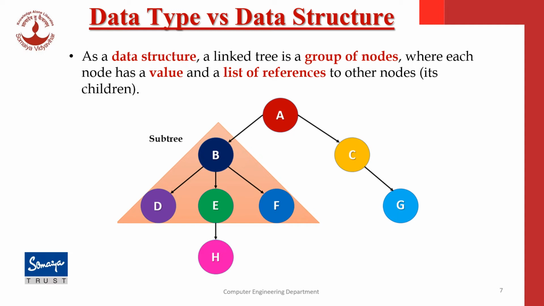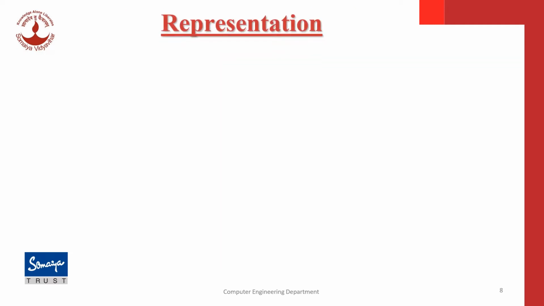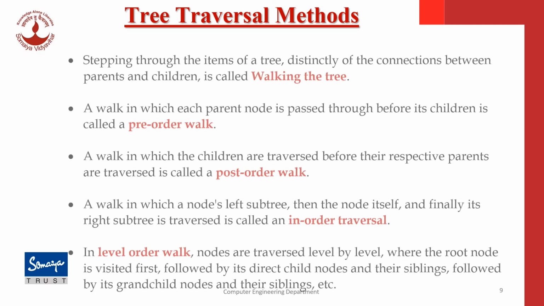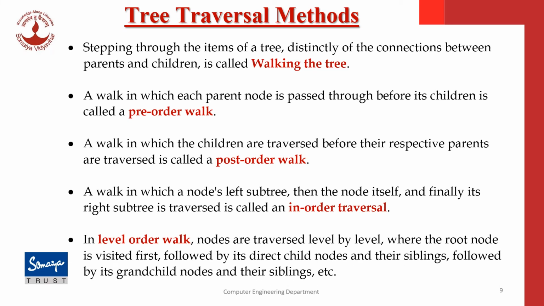Okay, so each node has a value and a set of references. A binary tree can be represented using an array representation as shown here. Now as we know, tree traversal means visiting every node of the tree at least once. Okay, stepping through the items of a tree by means of the connections between the parents and the children is called traversing a tree or walking a tree.